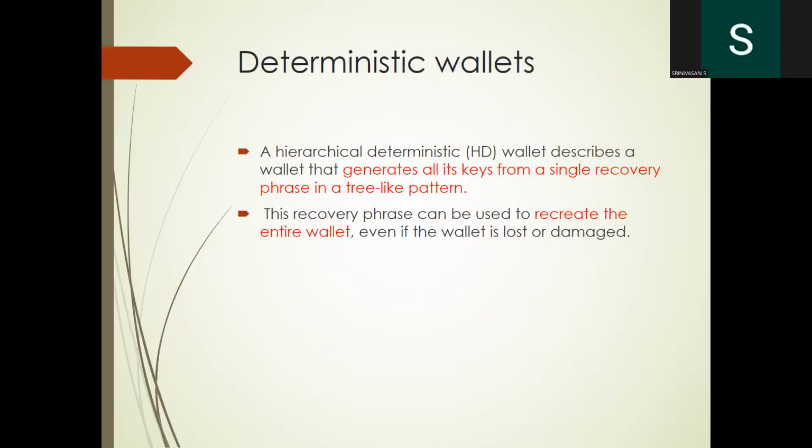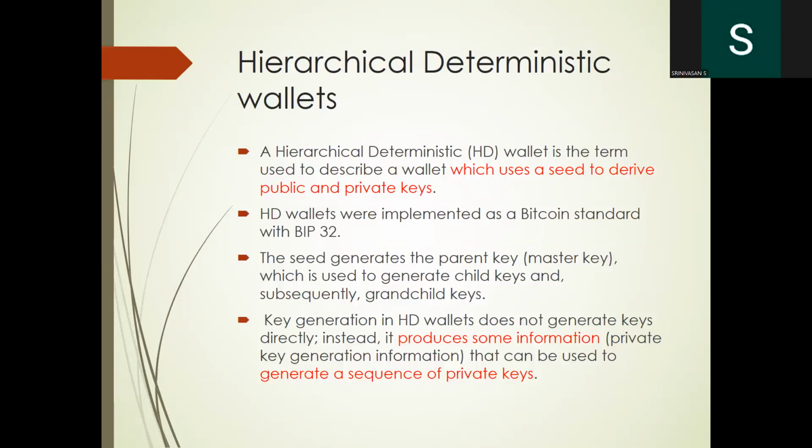The next model is the deterministic wallet. The hierarchical deterministic wallet describes a wallet that generates all its keys from a single recovery phrase in a tree-like pattern, so that we can regenerate a key if it is lost. This recovery phrase can be used to recreate the entire wallet even if the wallet is lost or damaged. The hierarchical deterministic wallet uses a seed to derive the public as well as private keys.